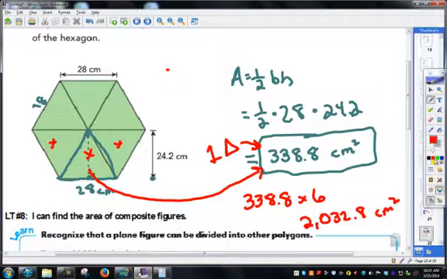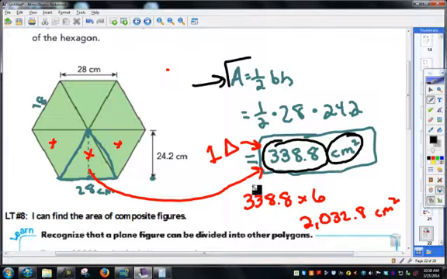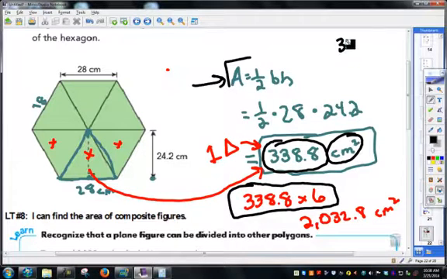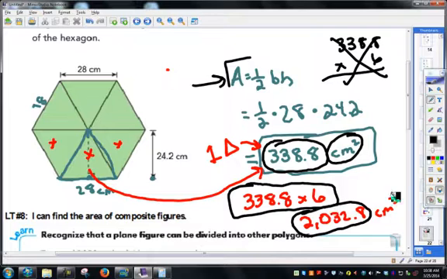So when this is on the test, guys, I would expect to see a couple of different things. I would need to see this step right there. I would need to see an answer here. I would need to see units here, and then I would have to see this. Now that doesn't mean you have to show me the math. You don't have to come up here and show 338.8 times 6. You can do that in your calculator, but I do need to see this. Then I would need to see this and this. So everything circled in black there I would have to see. Okay?